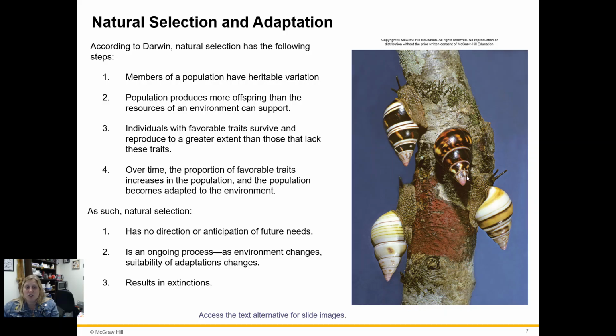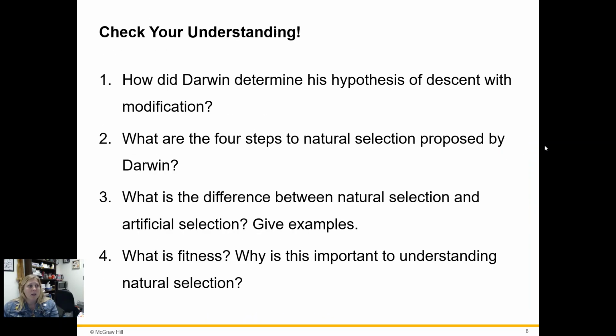So here's our first check your understanding before we get into some of those supporting evidence of evolution. Make sure that you can answer these questions. Hopefully you can. And when you're ready, we'll go to the next section.